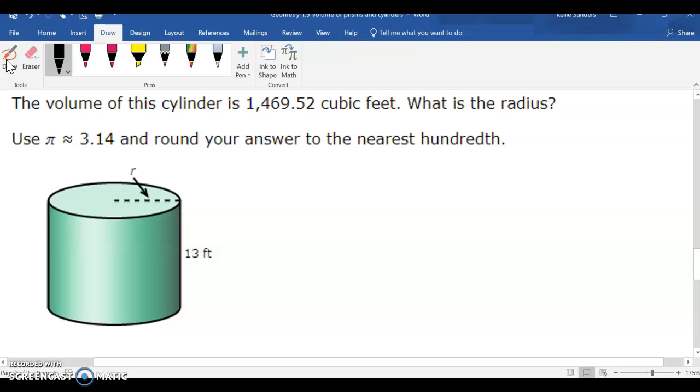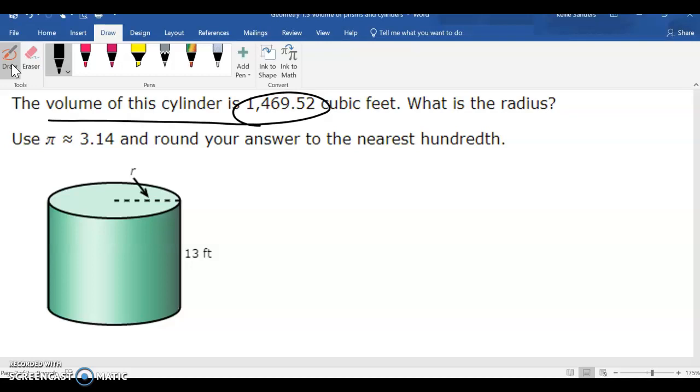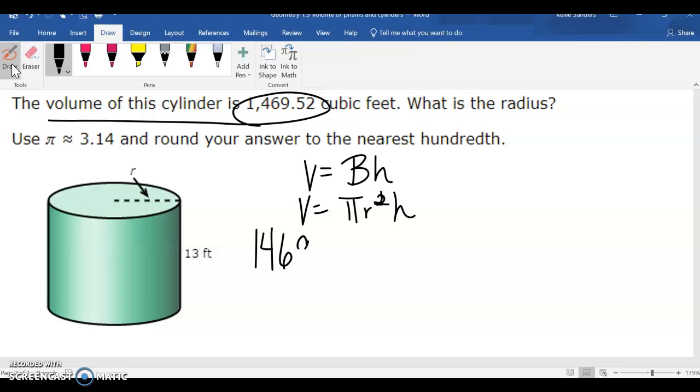All right. So now we're going to work backwards. The volume is 1469.52 cubic feet. What is the radius? Okay, so we have a cylinder. So the volume is big B, little h, or pi r squared, that's a square, h. They already give us the volume. We know 3.14. We don't know the radius, but we do know the height.